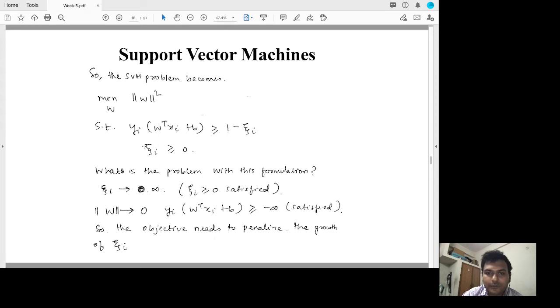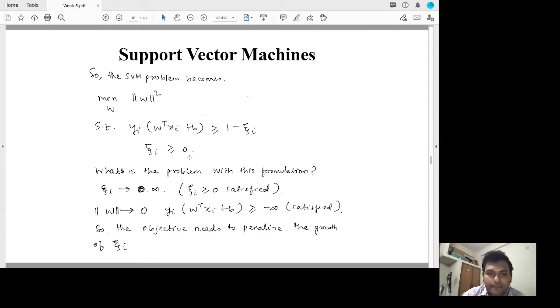Are you going to penalize this now? Yes, that is what I am saying. The objective needs to penalize the growth of xi i. Is the motivation clear for why I need to put xi i there? Because otherwise xi i can happily go to infinity, all my constraints are satisfied, and W can go to the minimum value of 0. So W is 0, I don't know what b will be, but W is gone.